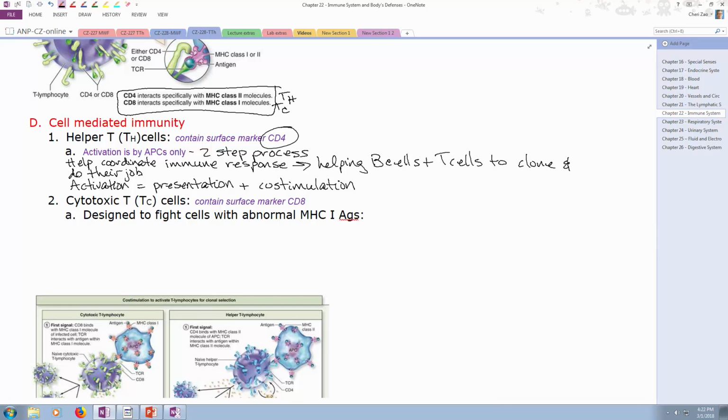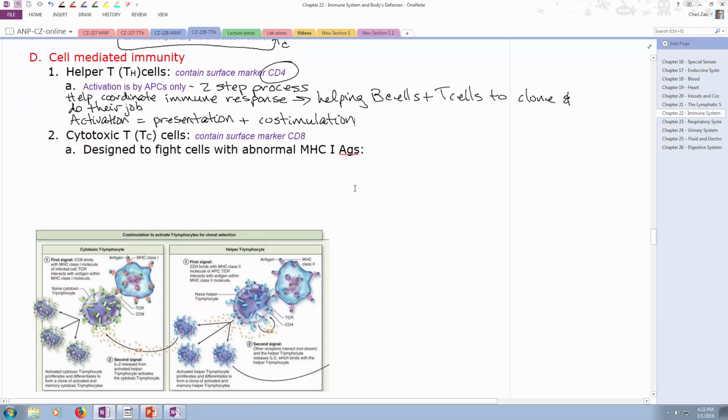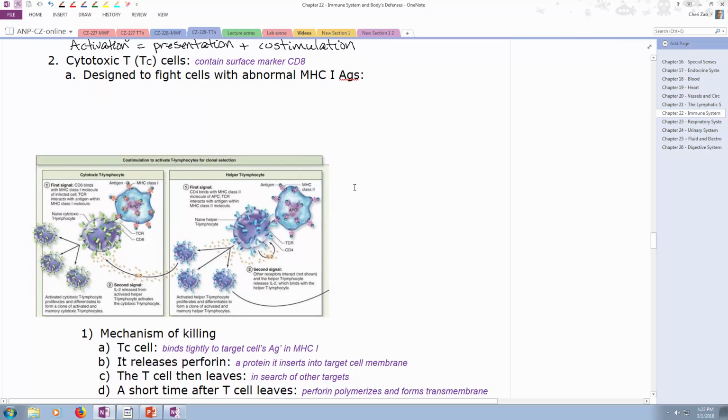Let's go down. This is in a different order in your notes. It's on another page probably. Go down and find this cartoon or diagram in your notes. Let's move on over to the helper T lymphocyte side of this, because this is what we're going to talk about, and then we'll talk about the cytotoxic T cells.